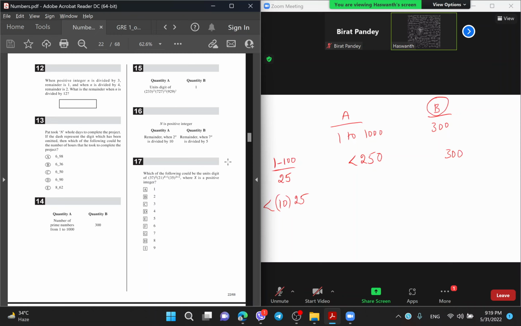So these are the kind of problems which we should not miss at all. Just remember these ideas and we will directly get the answer: from 1 to 100 there are 25 prime numbers. After that, in any interval of 100, the number of prime numbers will be less than 25.